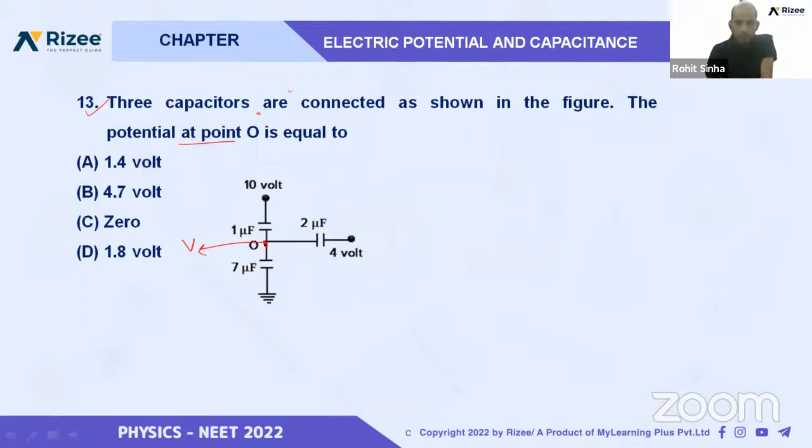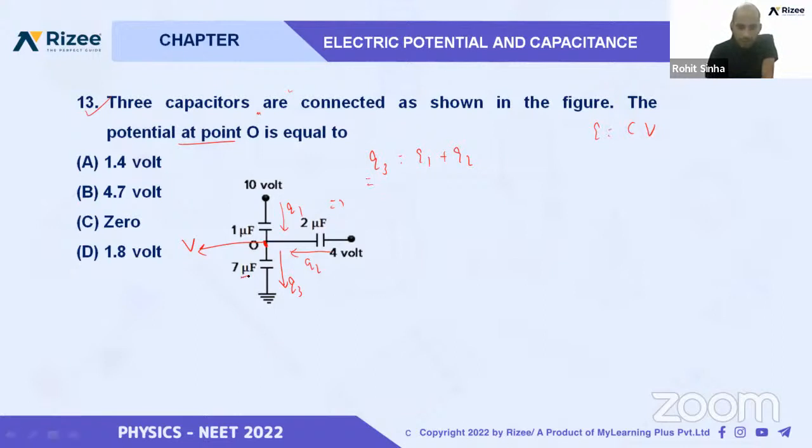What will we do? We can say that the charge flowing from here and the charge flowing from here will go down this side. Suppose Q1 flows from here and Q2 from here, then charge Q3 will be like this, and Q3 will be equal to Q1 plus Q2. Now, how do we write Q3? We know Q is equal to CV, so we can write Q3 like this.